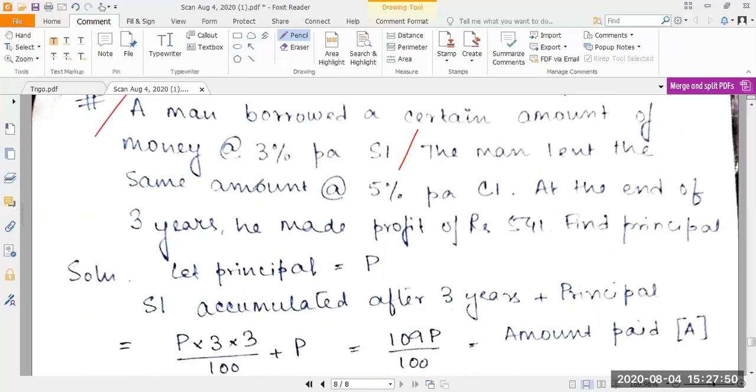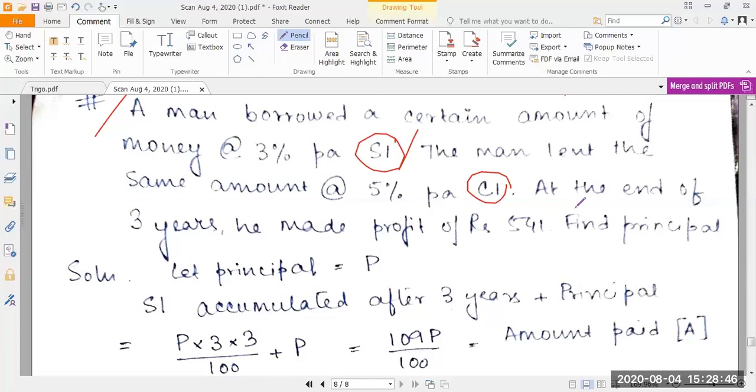Next, the man lent the same amount. Whatever principal amount P he borrowed, he lent the same amount at 5% PA. So he is increasing the rate of interest from 3% to 5%. Not only that, from SI, he has converted his own lending scheme to CI. He had borrowed the money at 3% per annum, a lower interest rate, and SI. And he is trying to earn a profit by increasing the rate of interest to 5%, as well as by imposing a compound interest format of accruing interest. We know that if the interest rate increases, the total interest collected increases, and we know compound interest yields more interest than simple interest.